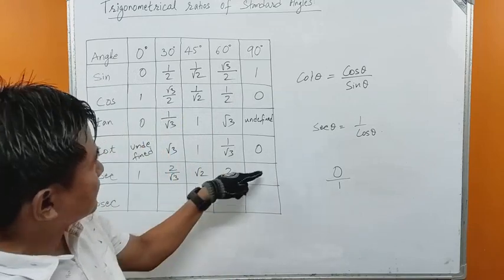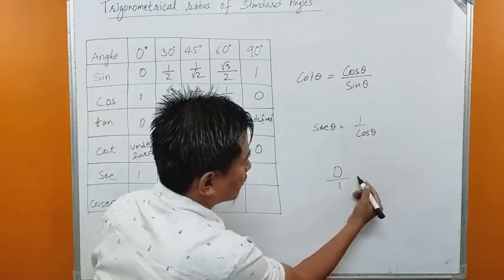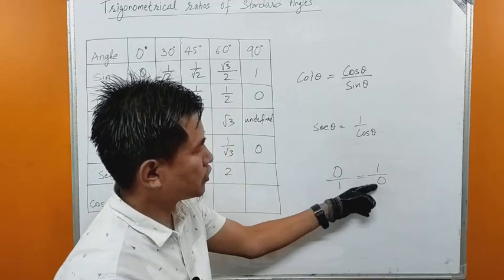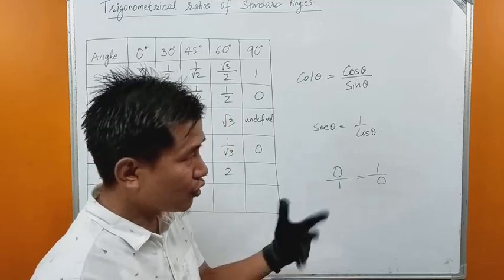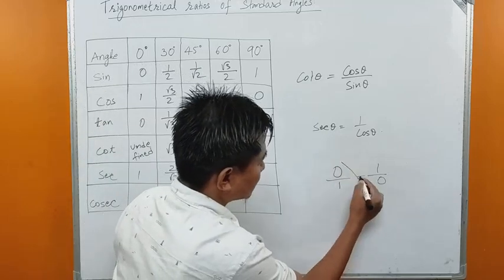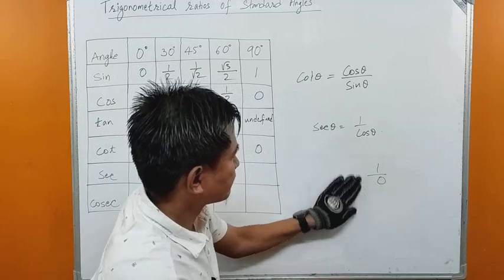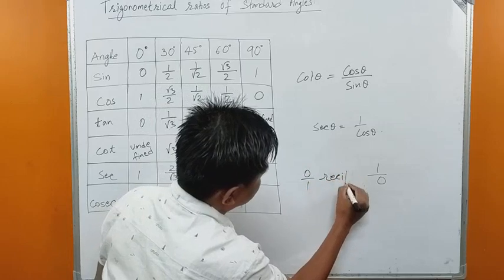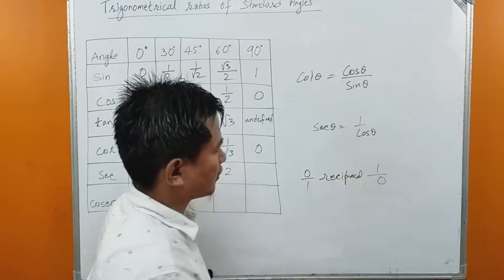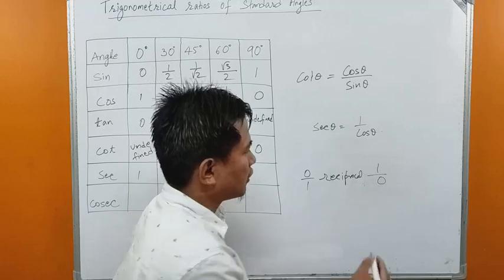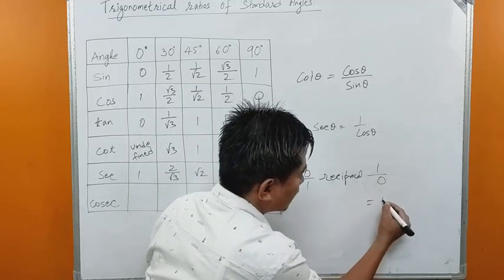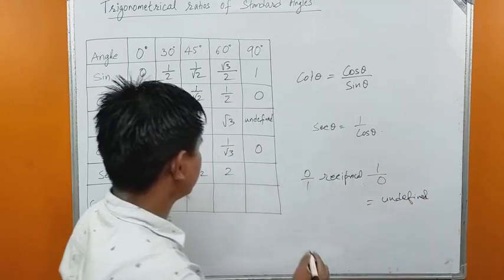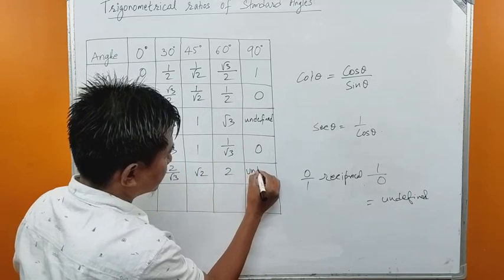So sec 90 degree will be just the reciprocal of this number. So 1 goes to the numerator, 0 comes down to the denominator, 1 upon 0. Now 0 is in the denominator, isn't it? Reciprocal, it is not equal, reciprocal. 0 upon 1, reciprocal is 1 upon 0. Now 0 is in the denominator, which means this is undefined. If 0 comes down in the denominator, the number becomes undefined. So this is undefined.